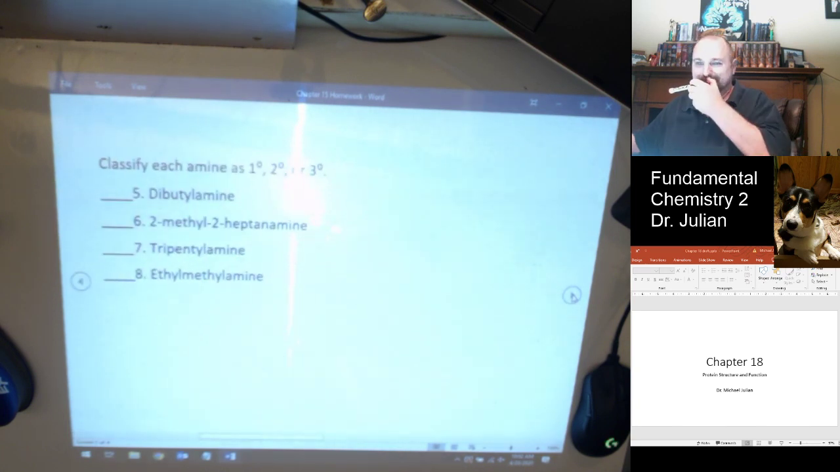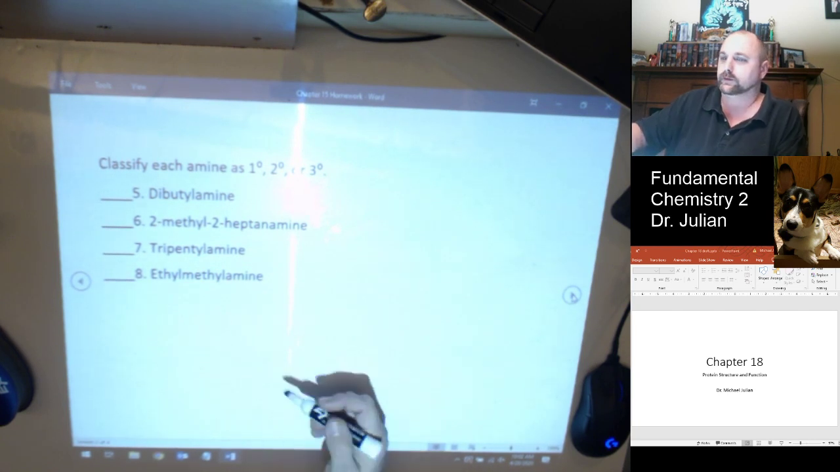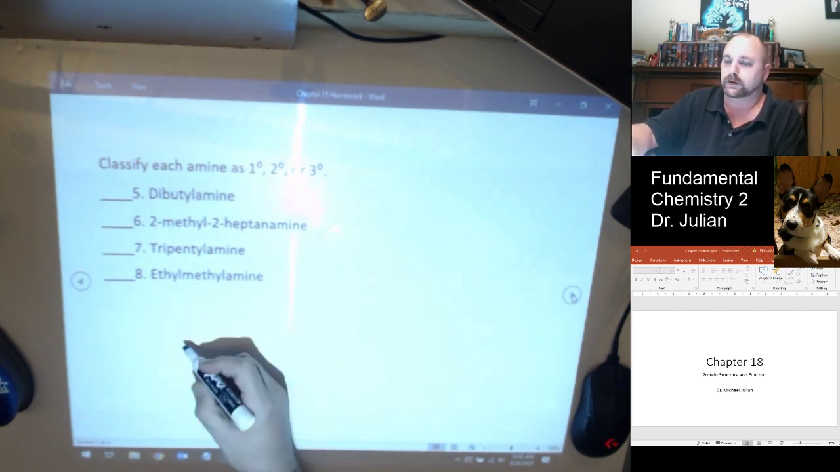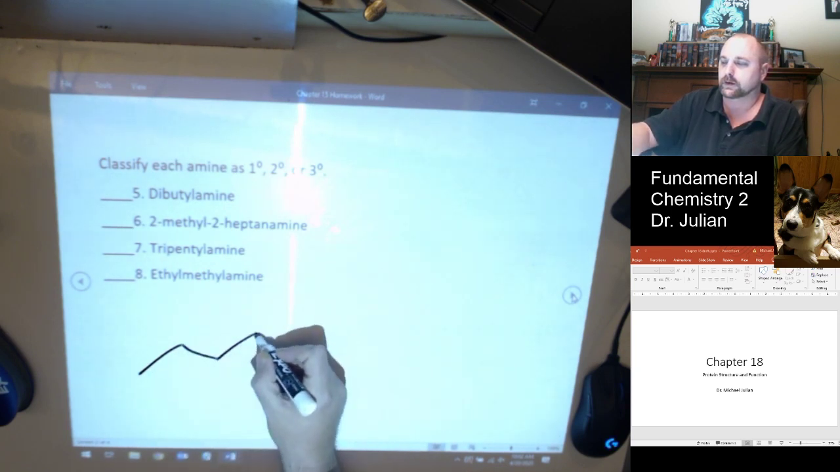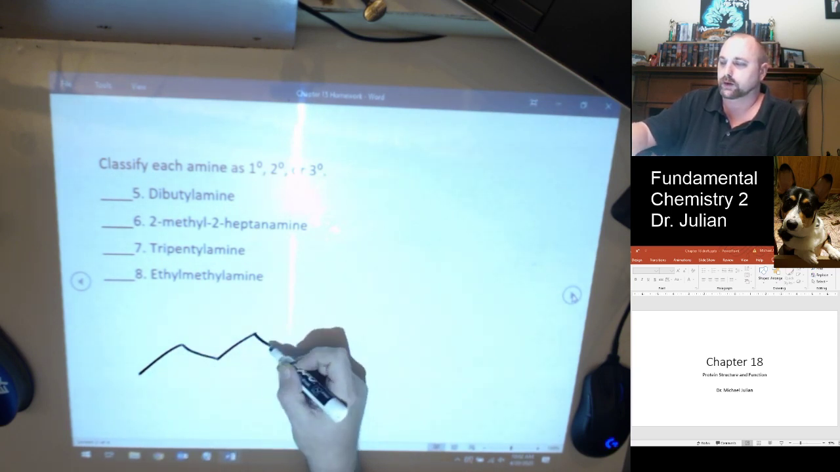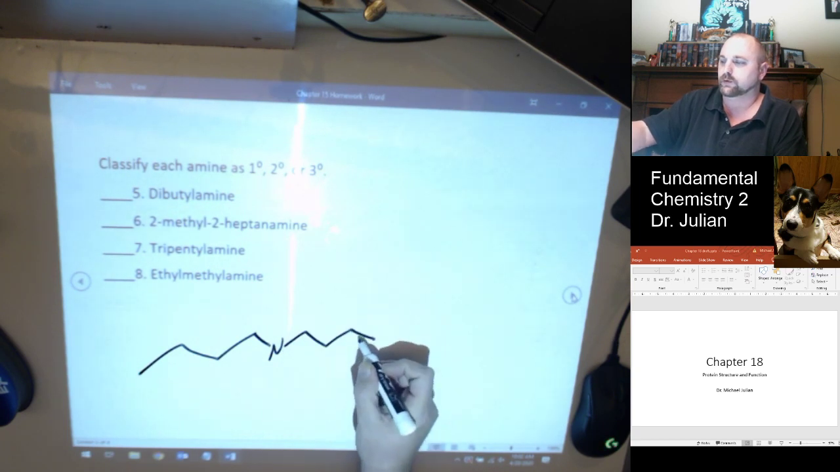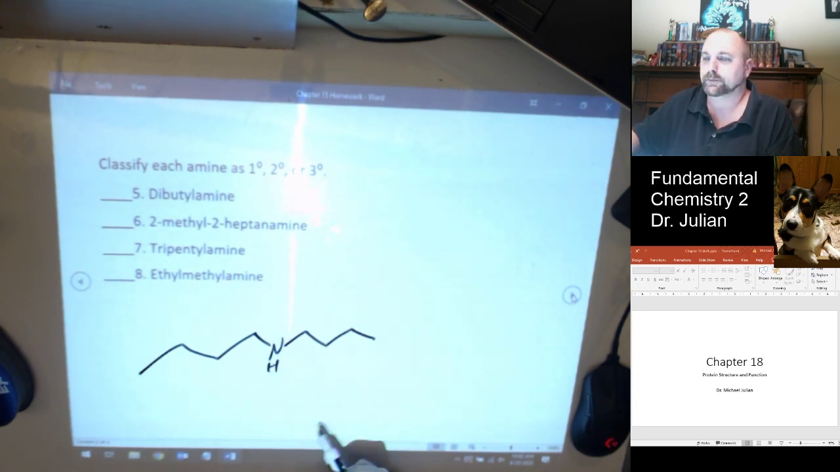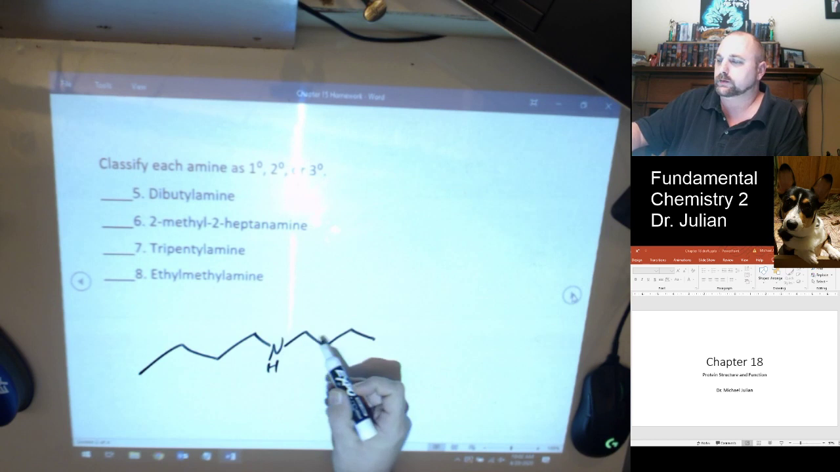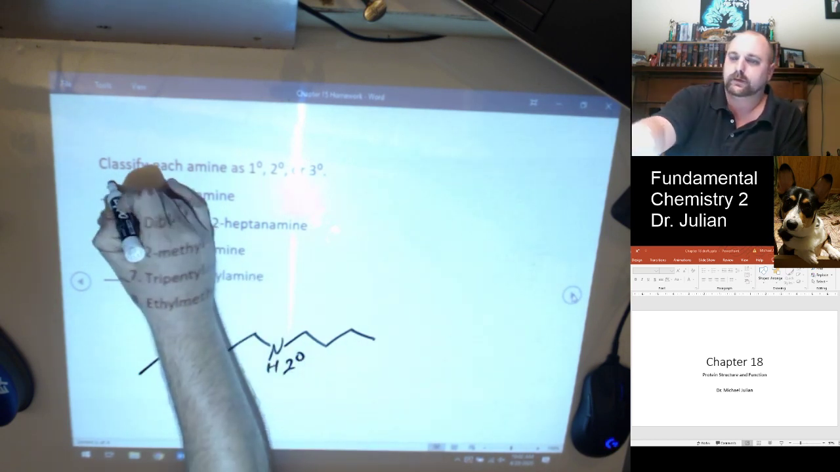So let's do this next page. It says classify each as primary, secondary, tertiary. So we get some practice. Dibutylamine. So a butyl, 1, 2, 3, 4, and then our N, 1, 2, 3, 4, and so then there'll be an H here, so that we have 3 bonds on this, and dibutylamine is secondary, so that's secondary.